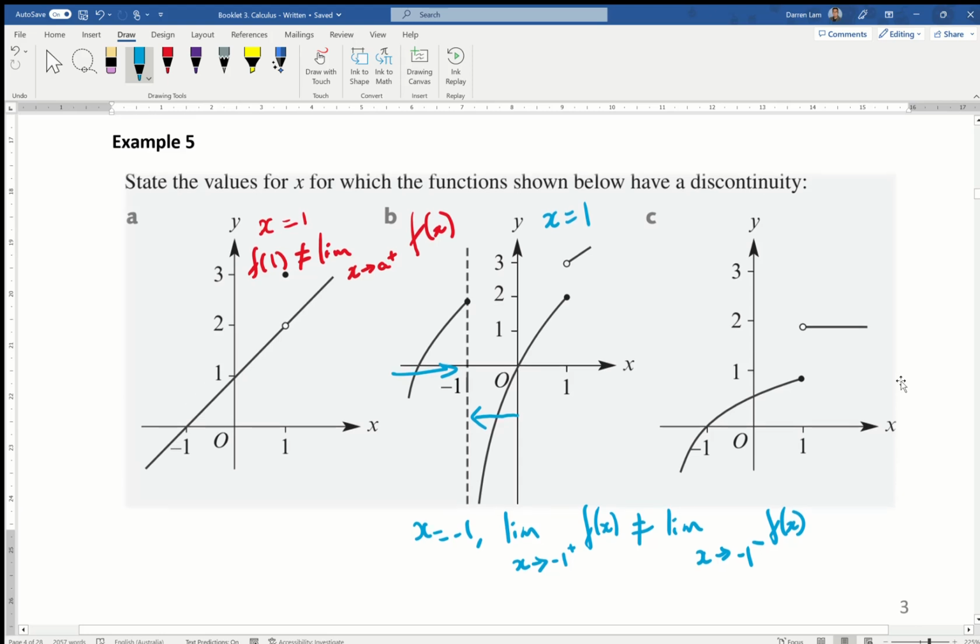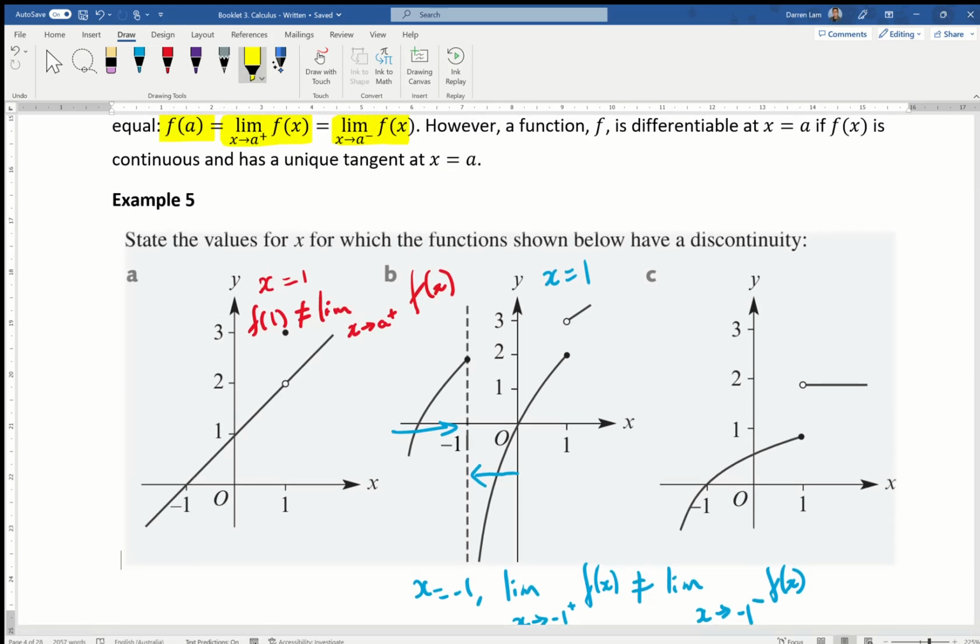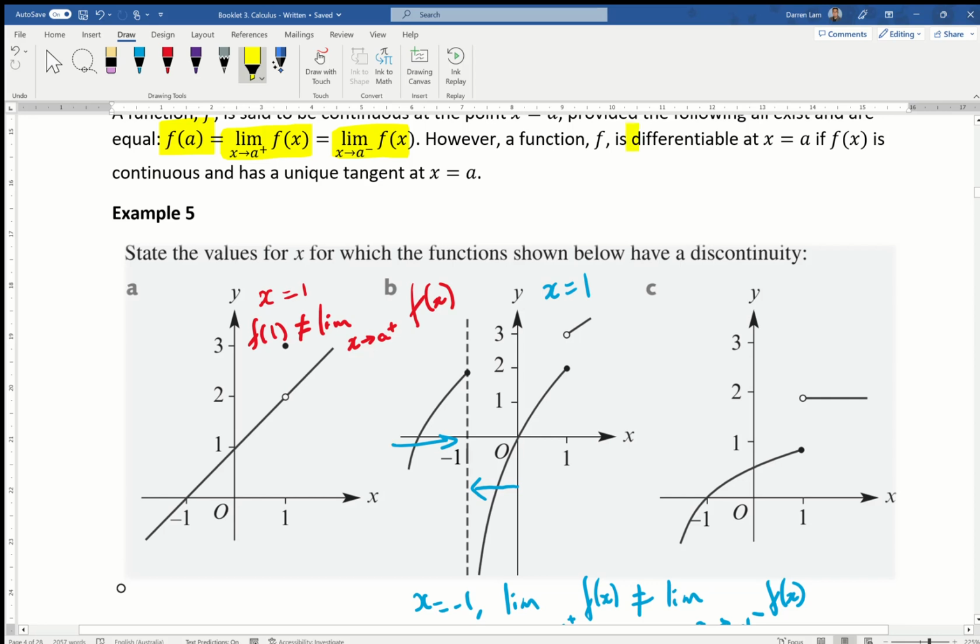The next component here is that a function is differentiable at x equals a if f of x is continuous. So it makes sense, in order for our function to have a differentiable point, it must be continuous at that point. The other requirement is it must have a unique tangent at x equals a.